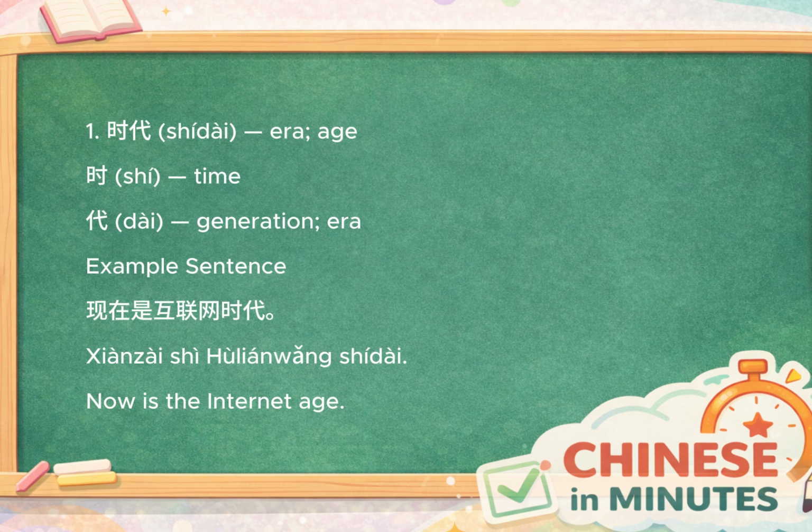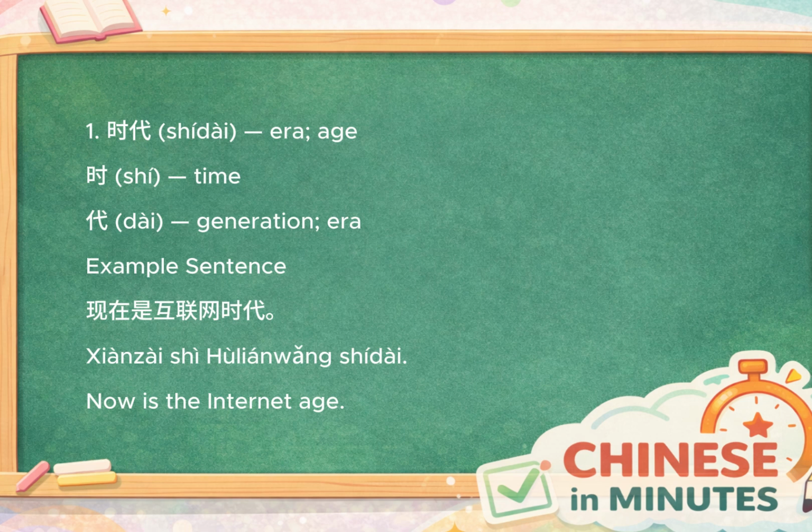Let's begin with 时代, which means an era or an age. The first character, 时, means time, while 代 refers to a generation or a historical period. Together, they describe a particular period in history. Think of expressions like the internet age or the digital age. In Chinese, those are all different 时代.